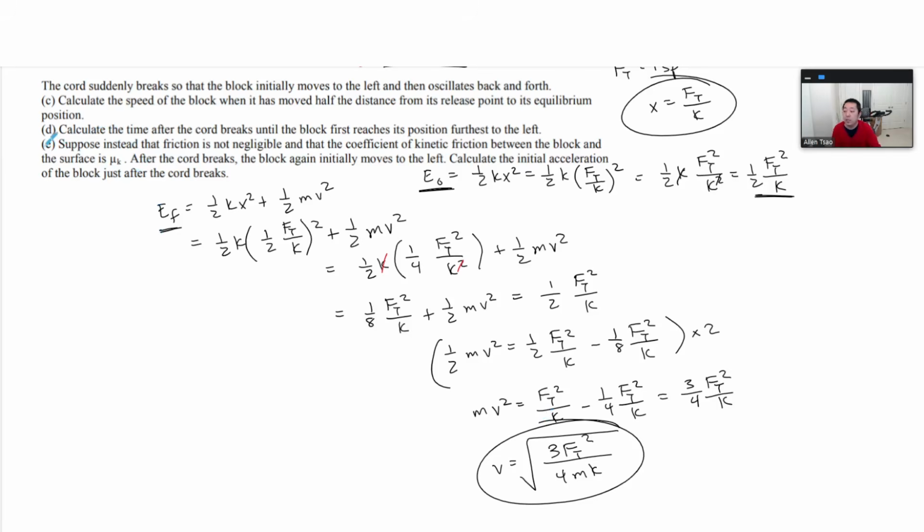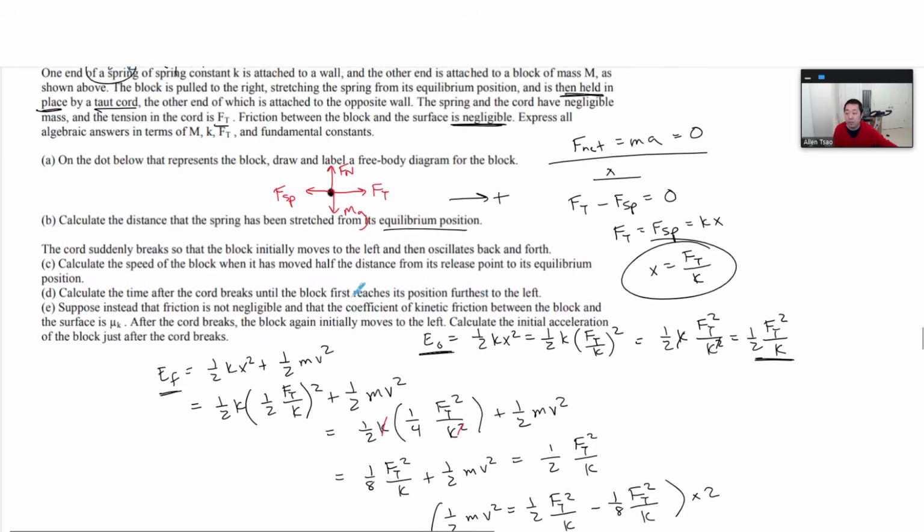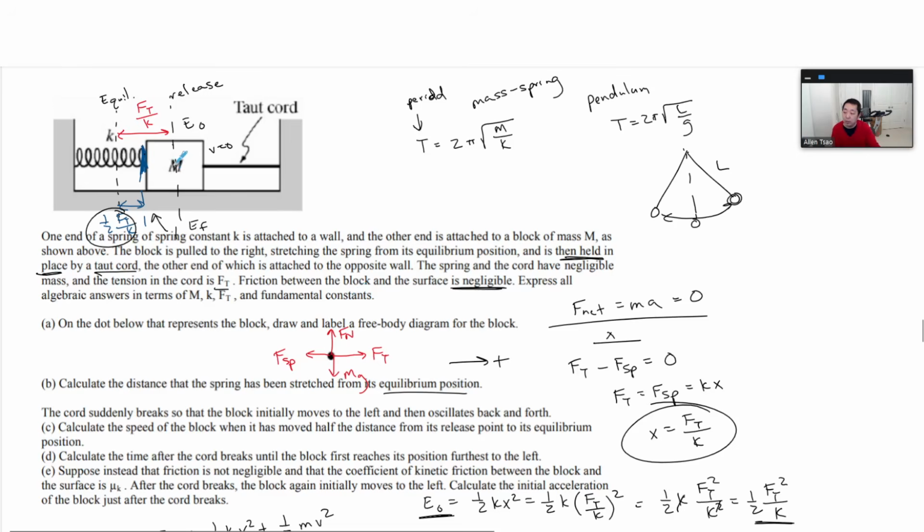Okay? Calculate the time after the cord breaks until the block first reaches its furthest position to the left. So that means how long does it take to go from here all the way to the most left position here?